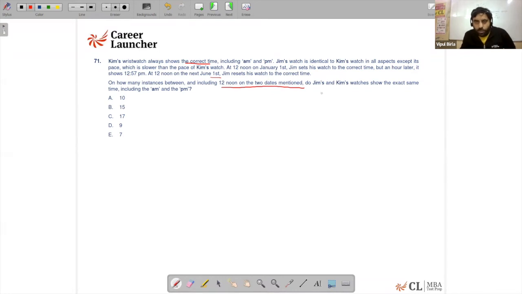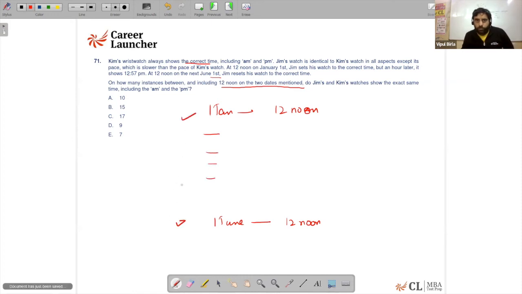Okay, so basically, on 1st January it is set right at 12 noon, and on 1st June in the same year, again set right at 12 noon. So we have to look at how many times the same time has appeared in between, including these two values. Kim's clock is running right while Jim is losing 3 minutes every hour. So that means in every hour, the gap between them grows by 3 minutes.